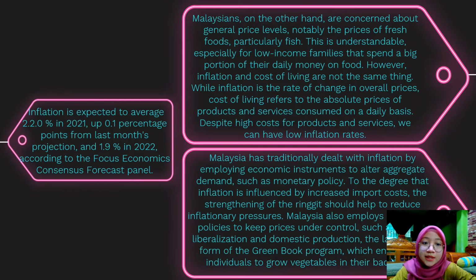Okay, next we go through to the next. Inflation is expected to average 2.20% in 2020, up 0.1 percentage points from last month's projection, and 1.9% in 2022, according to the Focus Economics Consensus Panel. Malaysians, on the other hand, are concerned about general price levels, notably the prices of fresh foods, particularly fish.